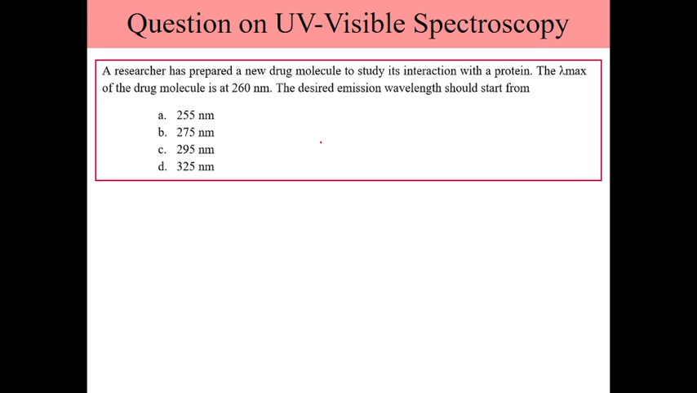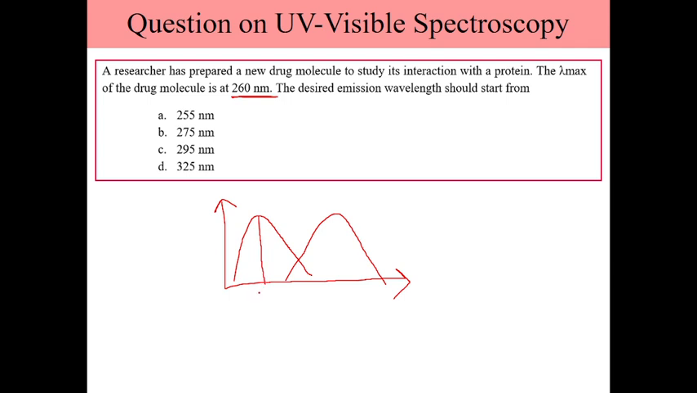All right. Now comes another question. A researcher has prepared a new drug molecule to study its interaction with the protein. The lambda max of the drug molecule is at 260 nanometer. The desired emission should start from. This is the absorption spectra. Here is the emission spectra. I just told you about Stokes shift. So this is the graph.